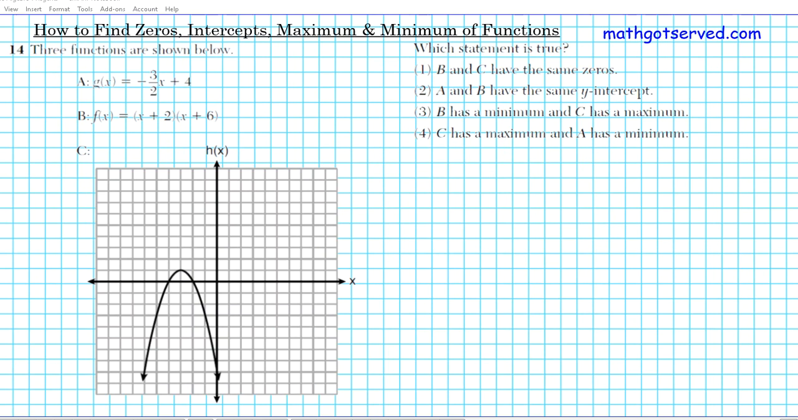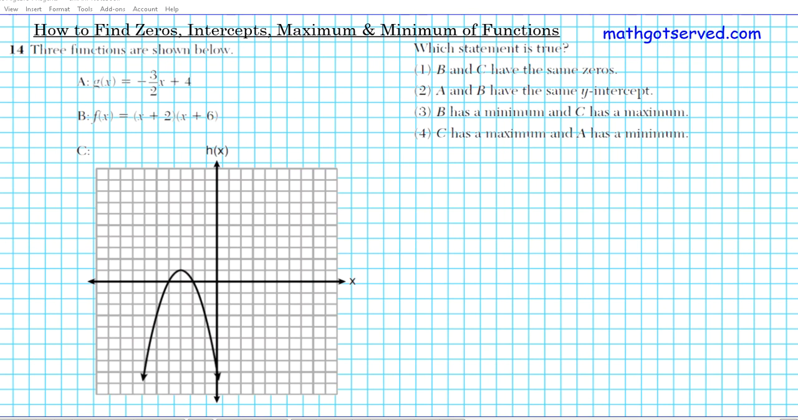Alright, let's take a look at question number 14. In question number 14, we're going to be assessing how to find three things, basically how to find zeros, intercepts, maximum and minimum of linear and or quadratic functions.